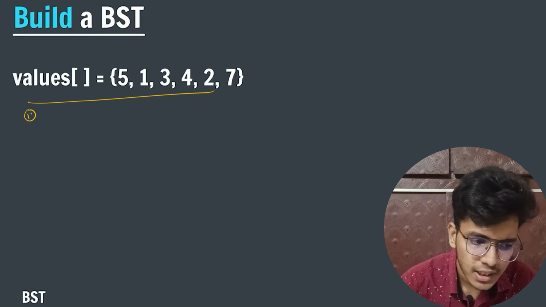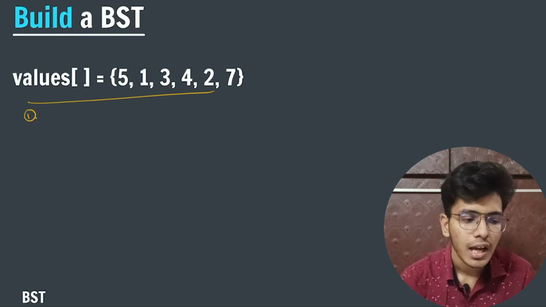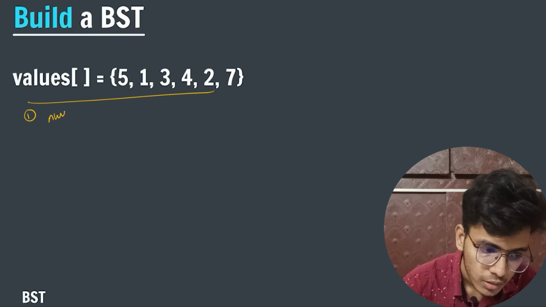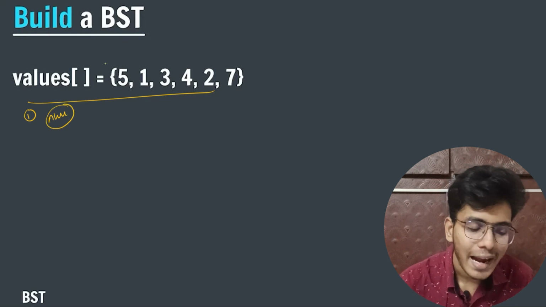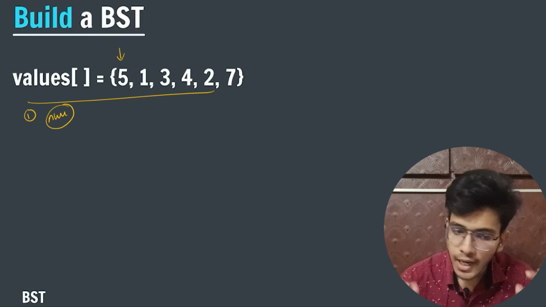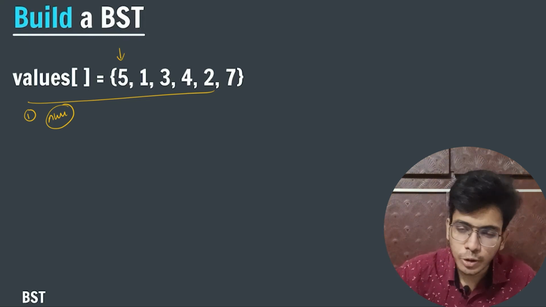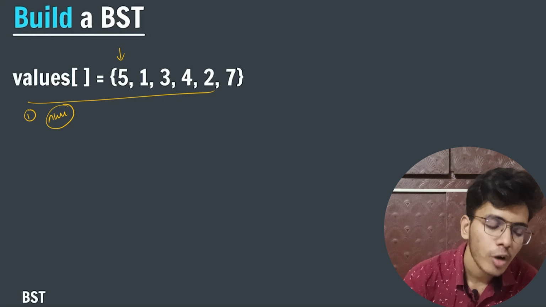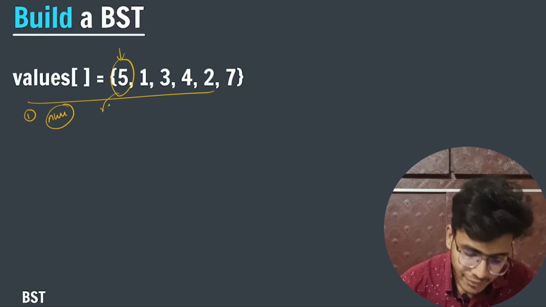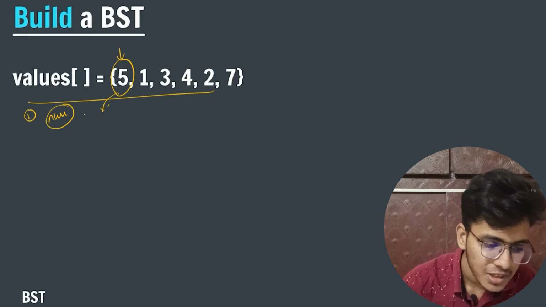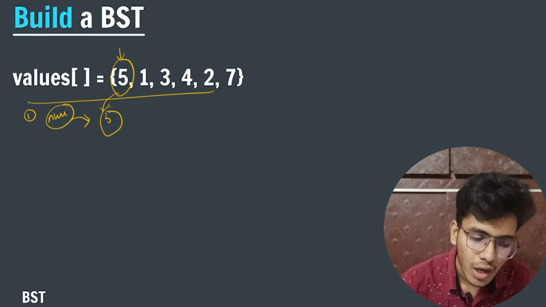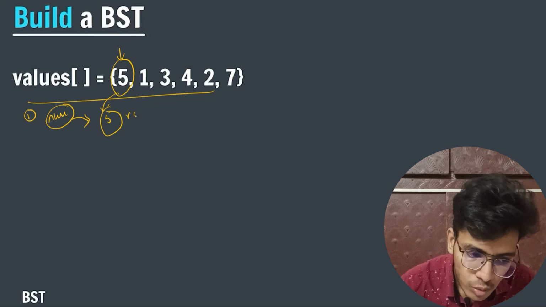At step 1 I will create a null node. Initially I have a null node, and I will iterate through the indexes of my array. This is my value array, and I will traverse through each and every element. For this first value, 5, I will make it my root node. So from this null I will change my tree to this, and this becomes my root node.